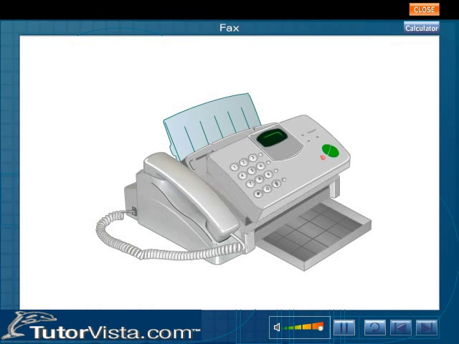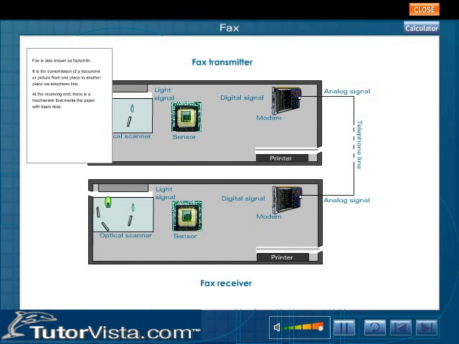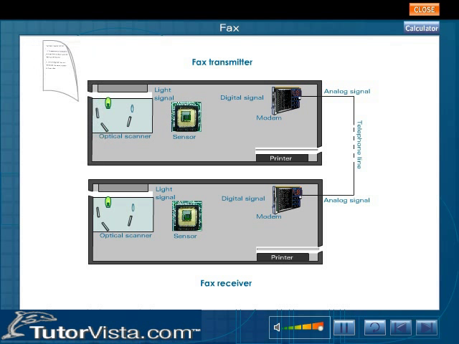Let's understand the functions of various parts of a fax machine with the help of a block diagram. The optical scanner scans the document to be faxed. The photoelectric transducer or sensor measures the amount of light reflected from each pixel and converts the light reflected from each pixel into a DC electrical signal.